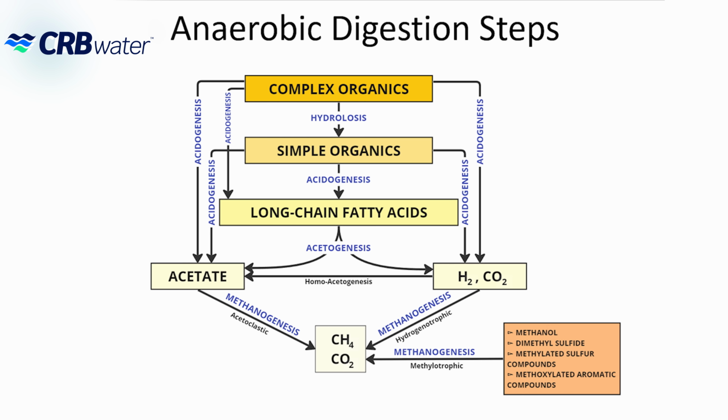In the second step, the simple organic compounds are converted into long-chain fatty acids, and this step is called acidogenesis. In the third step of anaerobic digestion, the long-chain fatty acids are converted into acetate, hydrogen, and CO2 gases. This step is called acetogenesis. It is important to note that hydrogen and CO2 are produced throughout the first three degradation steps.